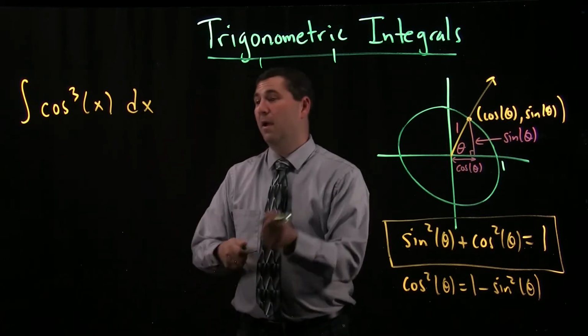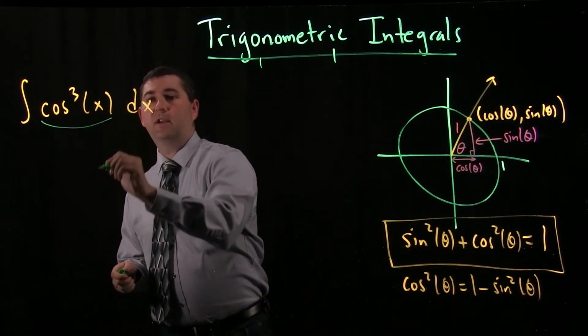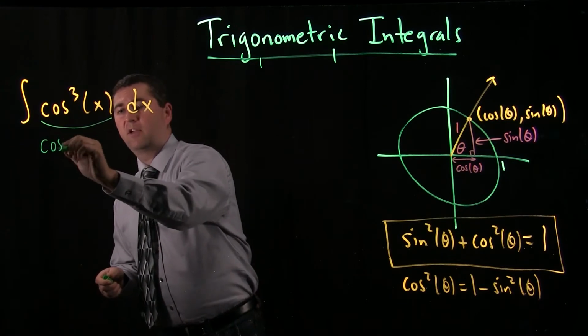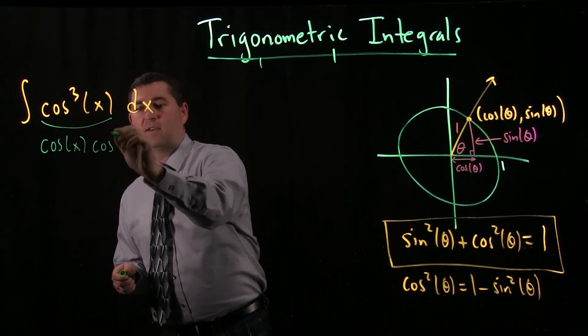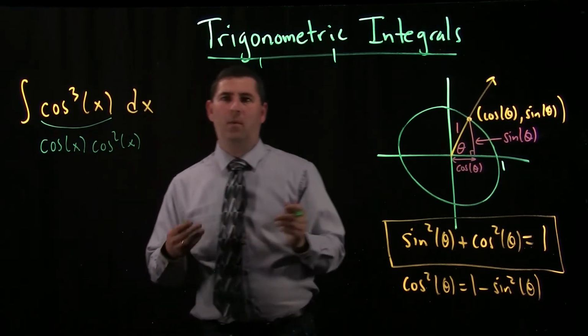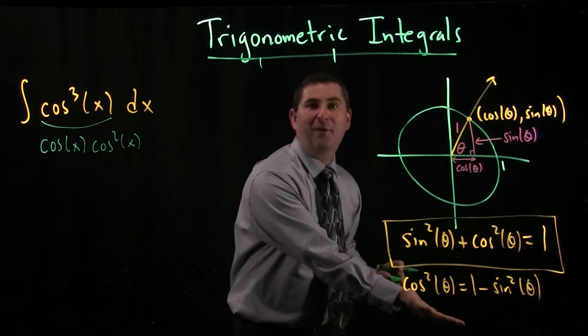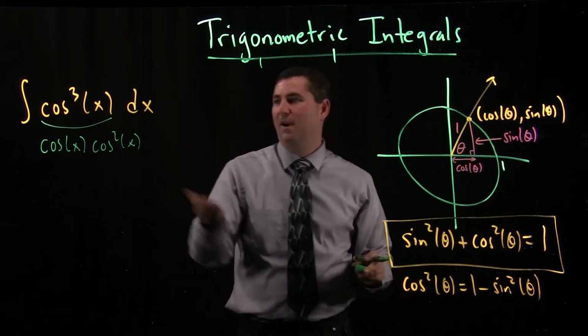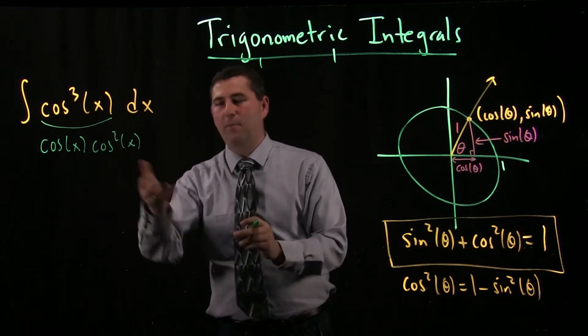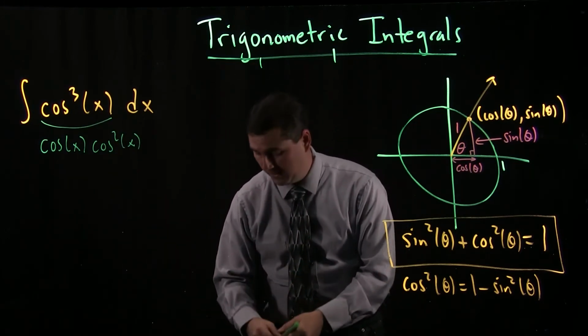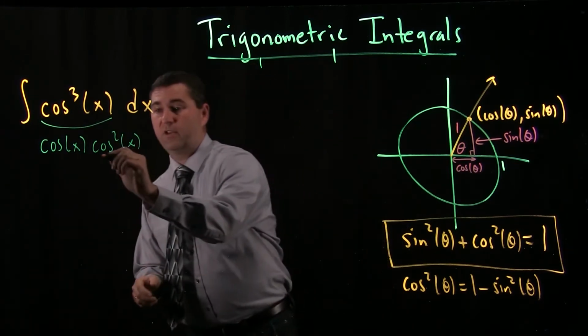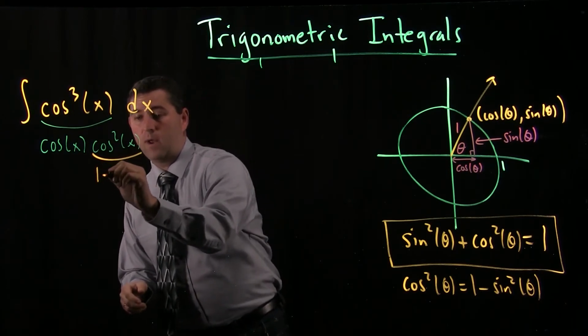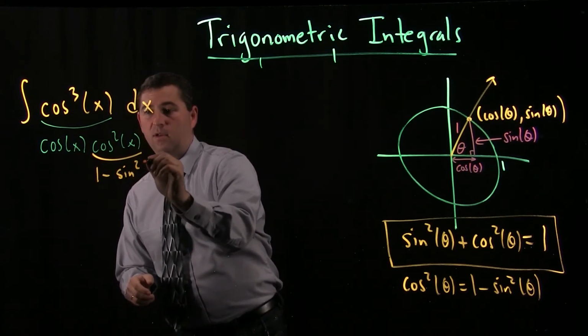So, I'm going to first rewrite cosine cubed as cosine of x times cosine squared. Why? Well, I want to use this formula, and it has a cosine squared. The original didn't, so I break it up. Now I use the formula. I rewrite cosine squared as 1 minus sine squared.